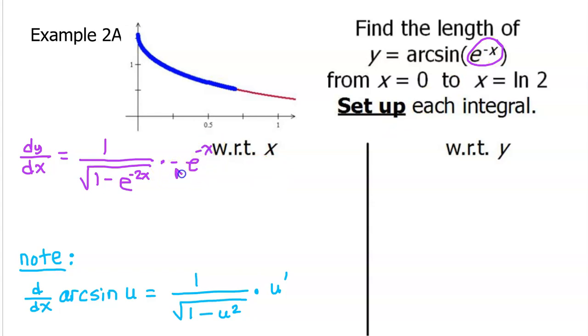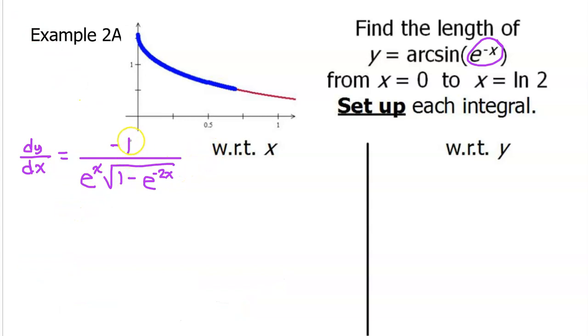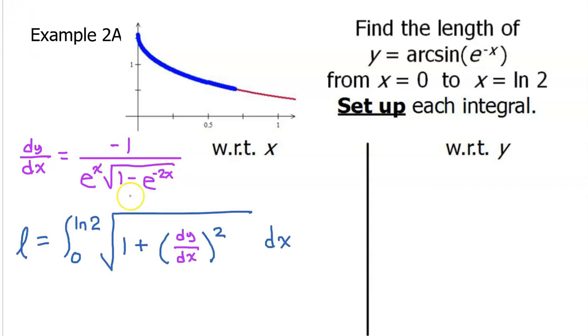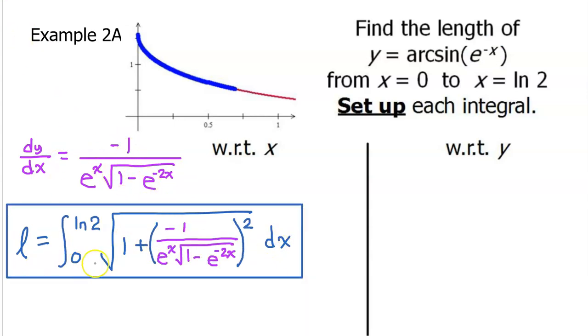There's a little further chain rule here. We have to multiply by the derivative of negative x, which is negative 1. This is the same as negative 1 over e to the x times the square root of 1 minus e to the negative 2x. Here is the arc length formula written with respect to x. I'm just going to put all of this in here.